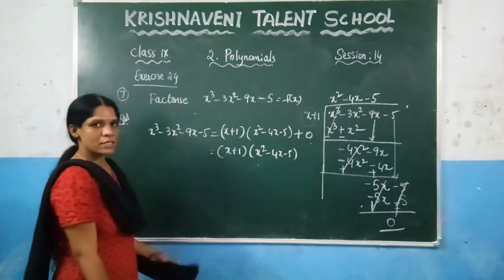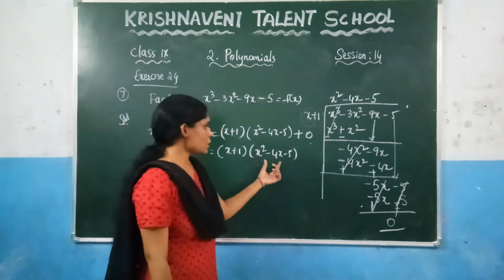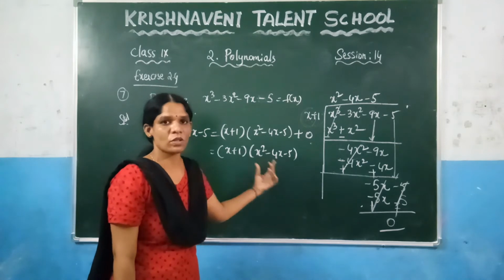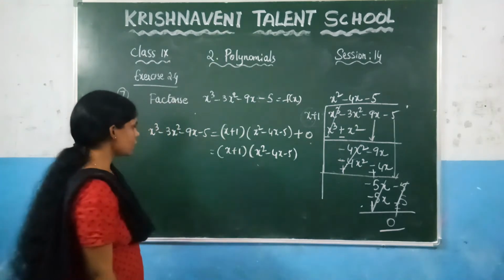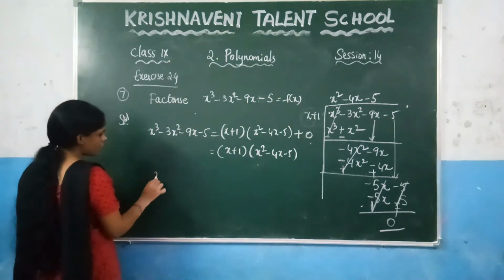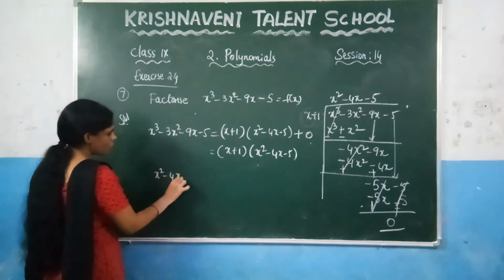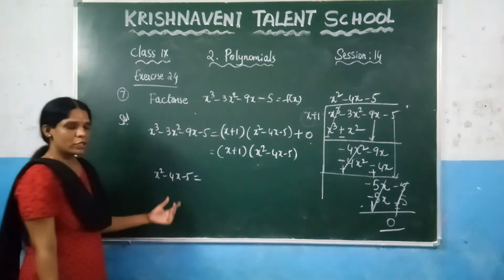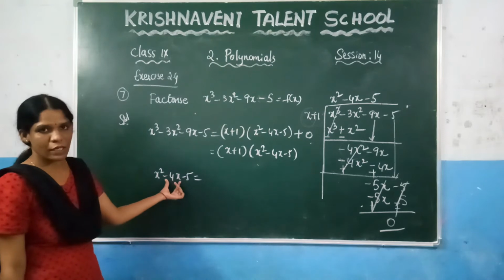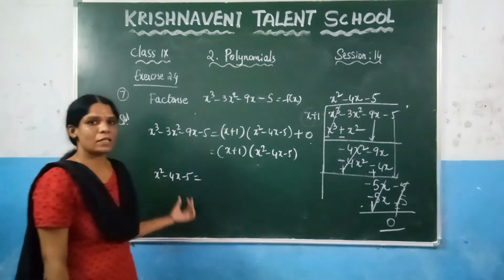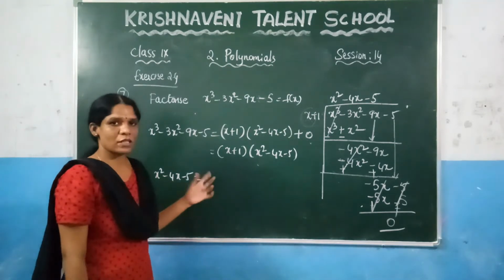Now what is the next step? You need to split this quadratic polynomial as a product of two linear polynomials. For that reason, just take that value, which is x square minus 4x minus 5. Here you need to split this middle term, right? While splitting that middle term, you need to check two numbers.